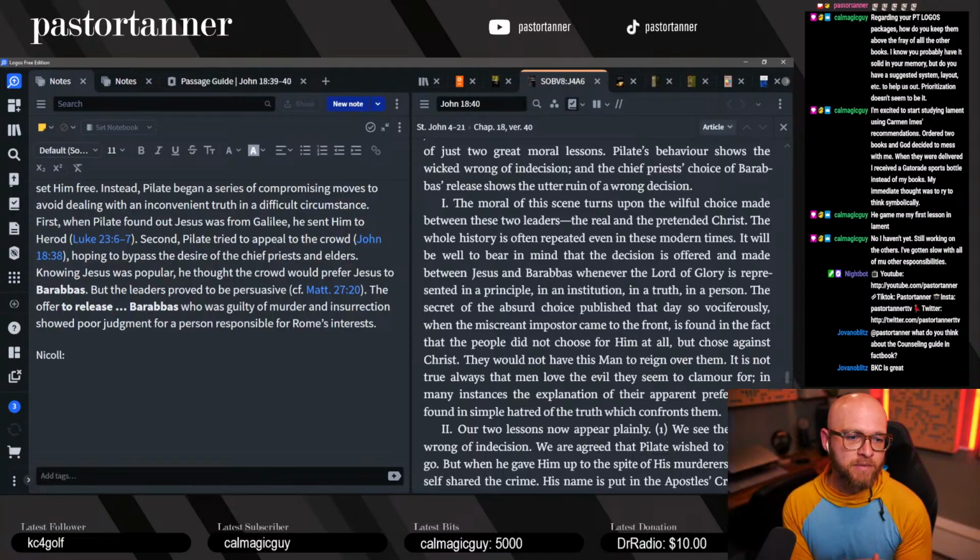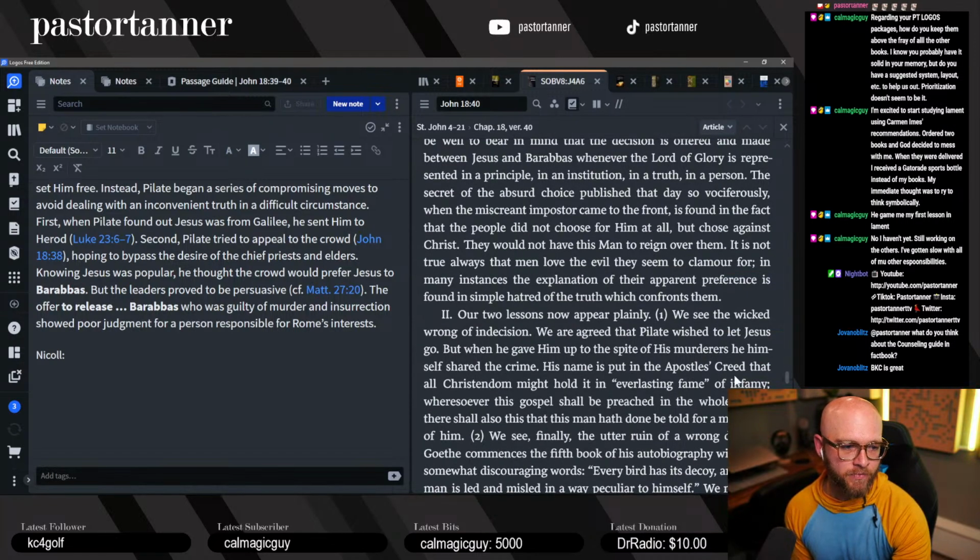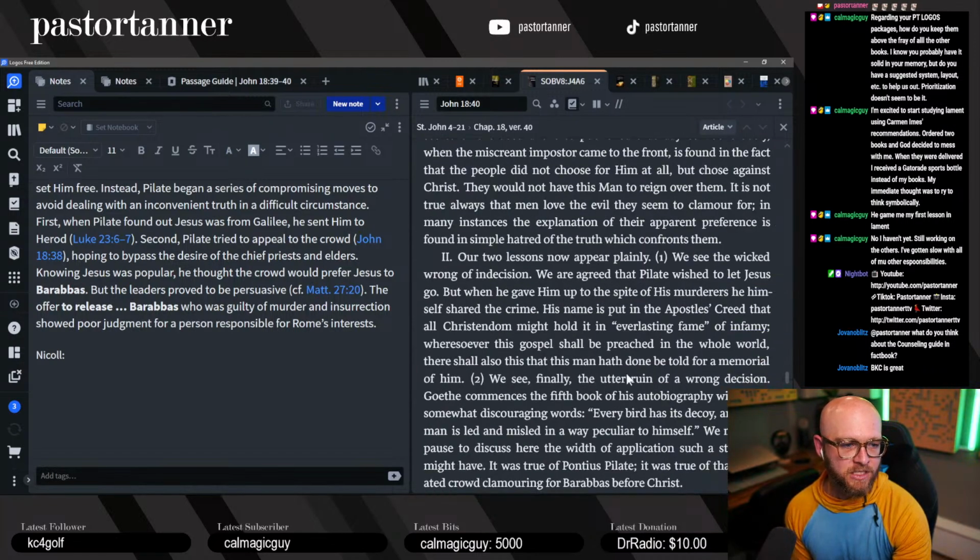The secret of the absurd choice published that day so vociferously when the miscreant impostor came to the front is found in the fact that the people did not choose for him at all, but chose against Christ. They would not have this man to reign over them. It is not true always that men love the evil they seem to clamor for. In many instances, the explanation of their apparent preference is found in simple hatred of the truth which confronts them. Perfect. Our two lessons appear now plainly.